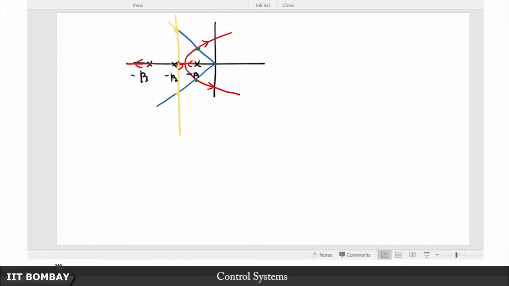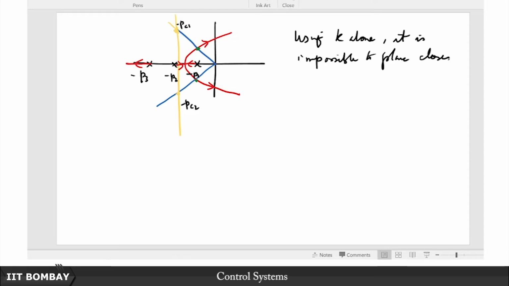Now the question is, how can we design a closed loop pole here? Of course, we have seen that clearly using just K. So let me make that using, so let's say this is PC1, PC2. So minus PC1 minus PC2. Of course, these are complex numbers. It doesn't matter if I put the minus sign nonetheless. So using K alone, it is impossible to place closed loop poles at minus PC1 minus PC2. Then what are we to do?